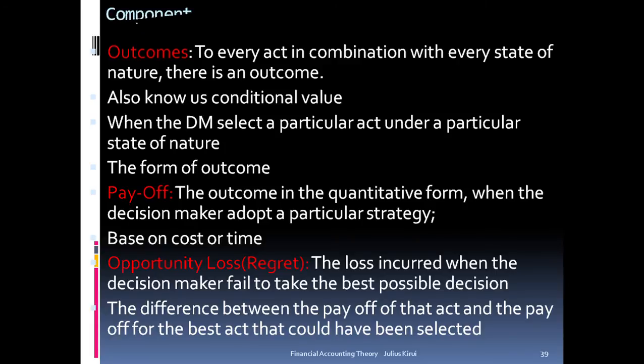Next component is the outcome. To every act in combination with every state of nature, there is an outcome. Where there is input, there must be output, also known as conditional value. When the decision maker selects a particular act under a particular state of nature, that is an outcome. What we expect is the outcome.